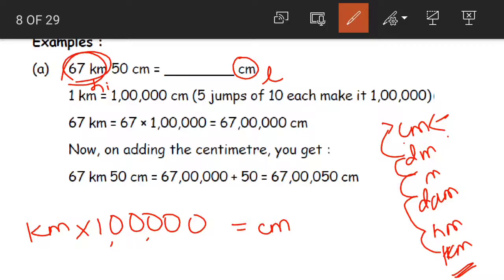Clear children? When we have to convert kilometers into centimeters, there are 5 jumps needed to reach centimeters. So that is why we are multiplying kilometers by 1 lakh. 1 lakh has 1, 2, 3, 4, 5 zeros. If suppose here we had 6 jumps, then we'll write 6 zeros. So like this, depending on the number of jumps, we decide the number that we multiply the kilometers with.